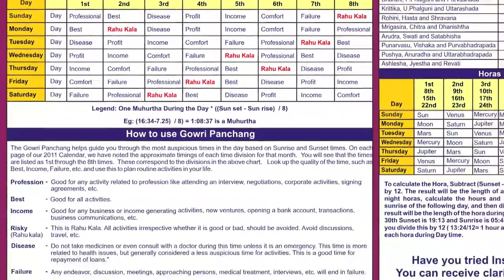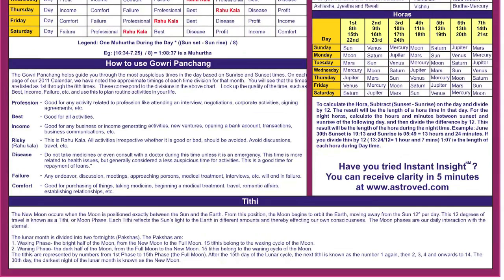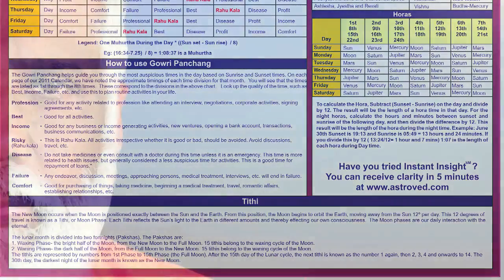Just below the Gauri Pangchang is additional reference information on tithis or moon phases. This explains how the moon moves 12 degrees each day and how there are 30 phases in a lunar month. These phases are divided into 15 waxing tithis and 15 waning tithis. Waxing describes the moon as it gets larger and brighter, culminating in the full moon, while waning describes the moon getting smaller and darker until the new moon.